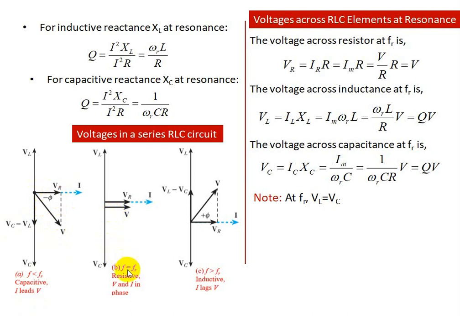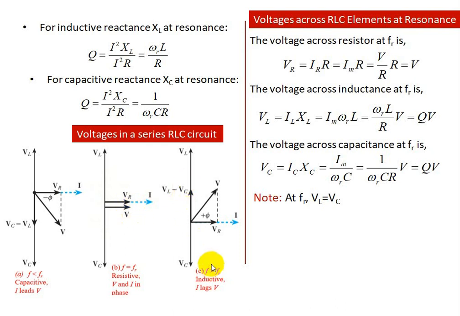Coming to the next case, when f is equal to fR, that is at resonant frequency, the circuit behaves like a resistive circuit. Voltage and current are in phase. Therefore, the voltage across capacitance and the voltage across inductance will both be equal in magnitude and they cancel each other. So the voltage across resistance is VR, which will be equal to the supply voltage.